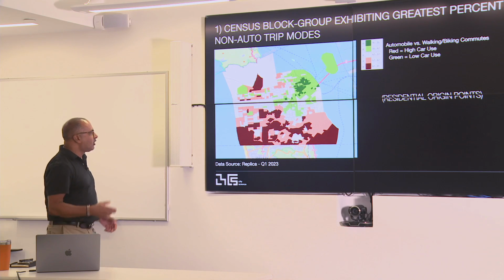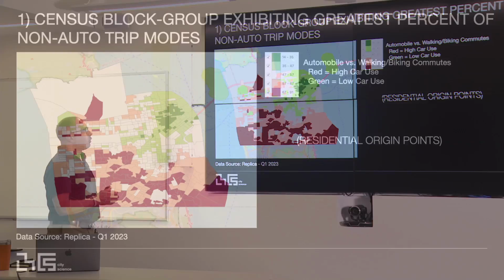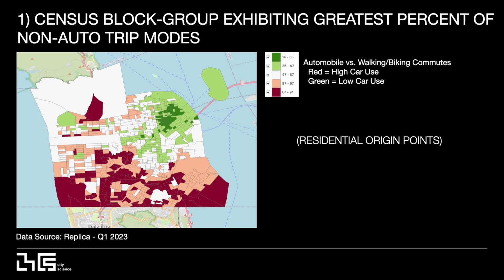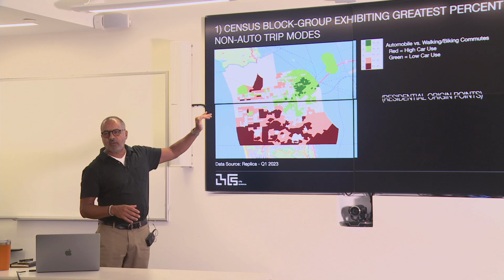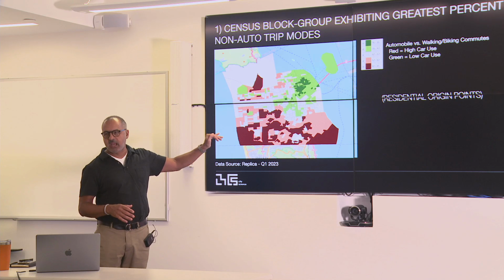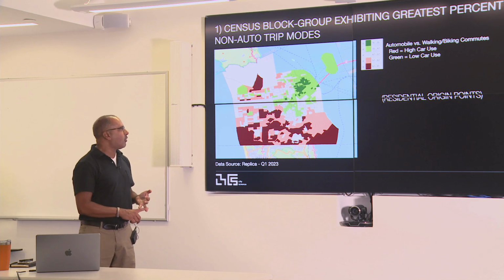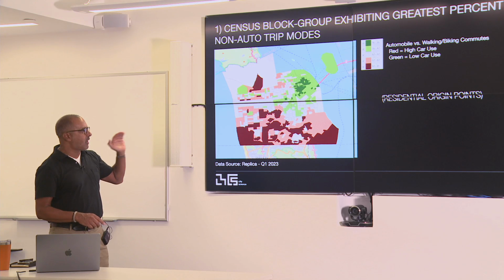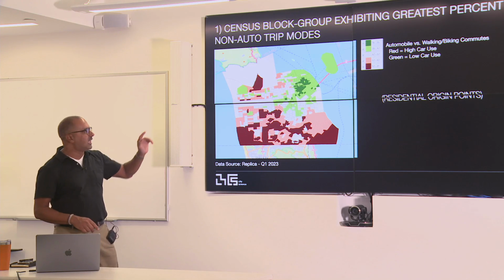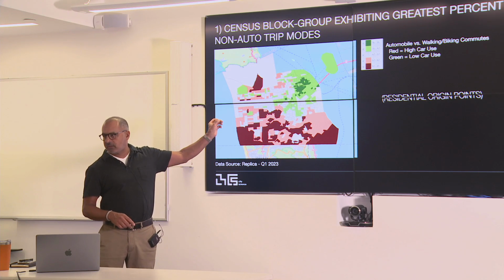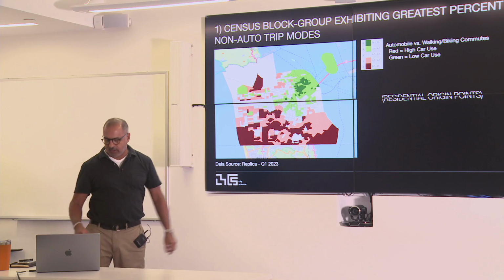And our initial analysis starts with something like this. We were looking at Replica data to understand what parts of the city are most walked. So the very green, the very top, means the least amount of car trips per day. Most trips are by biking or by walking. So those areas are residential origin points, so people who live in those areas are leaving their home, not driving.